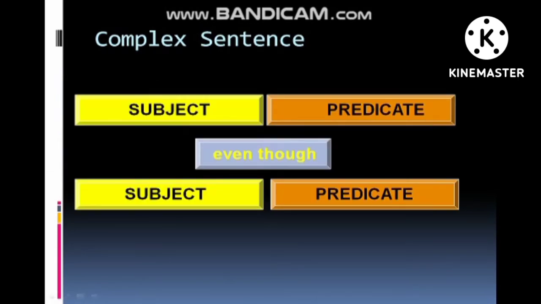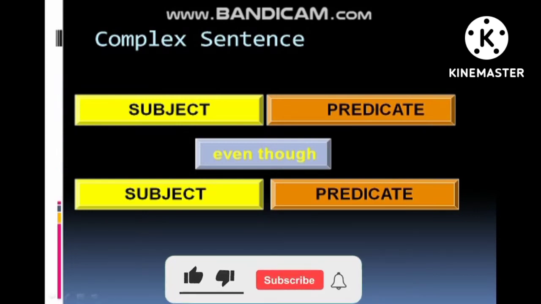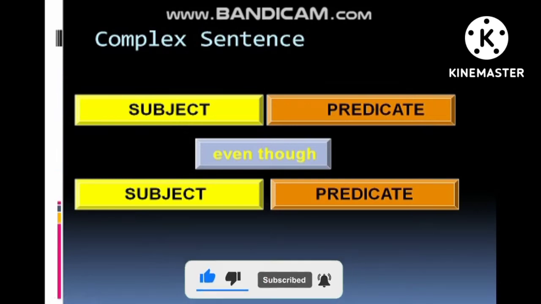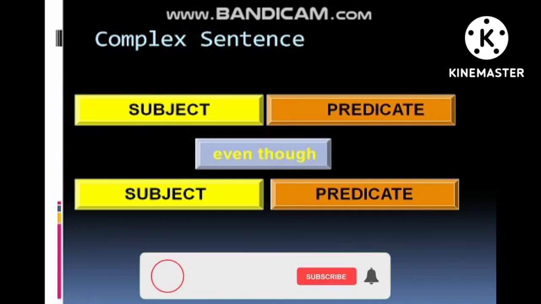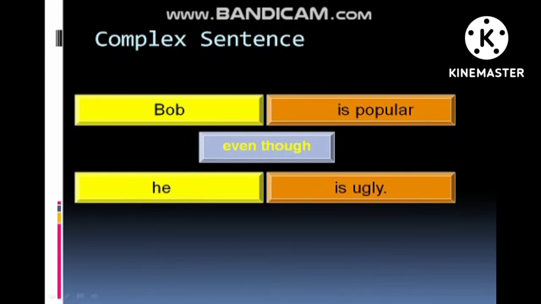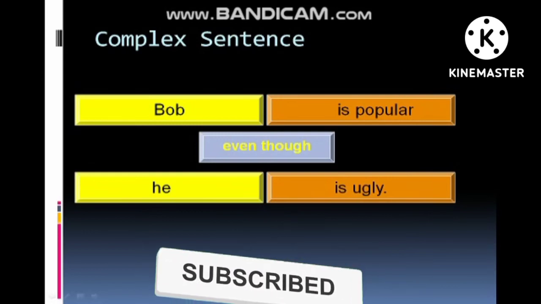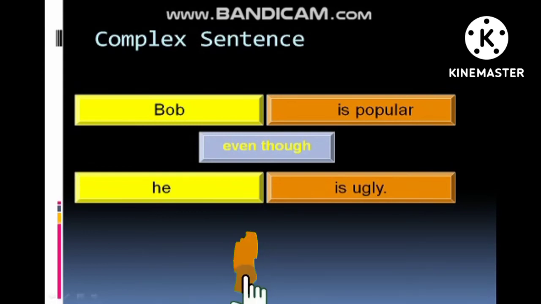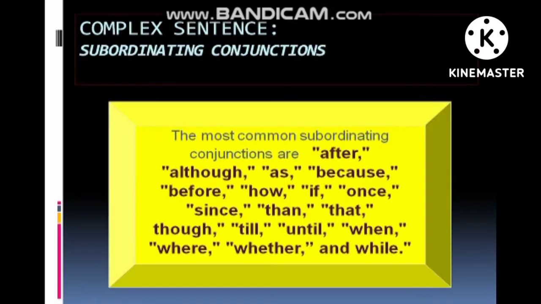Complex sentence, these are the structures of the complex sentence. That is one sentence structure, this is another sentence structure, using the subordinating conjunction even though. Now, Bob is popular, he is ugly. Bob is popular is one sentence, and this is another one, joined by even though, a subordinating conjunction. So these are the subordinating conjunctions.